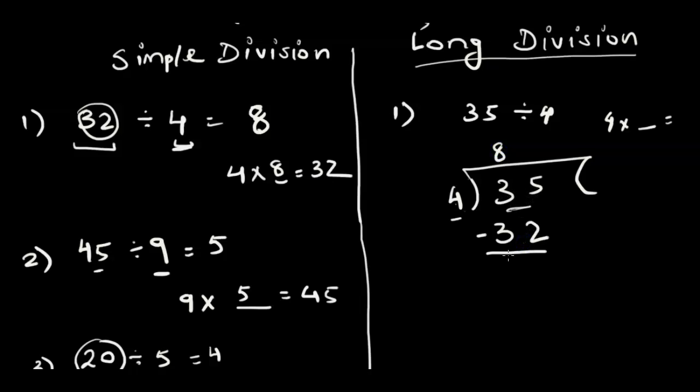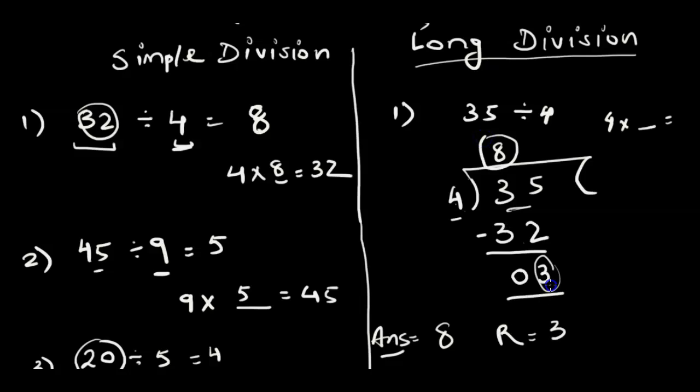Now when we subtract 32 from 35, we get 5 minus 2 is 3, and 3 minus 3 is 0. Therefore the answer that we got is 8, and this 3 is called the remainder. So we would write down the answer as 8, remainder 3. The answer is always the number on the top. The remainder is the number that comes at the bottom. Let's take up another example.